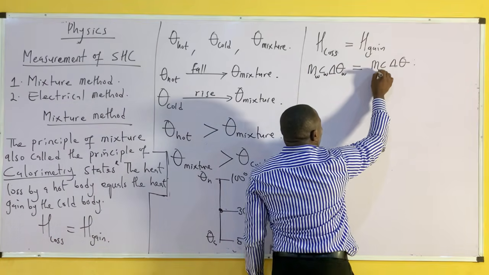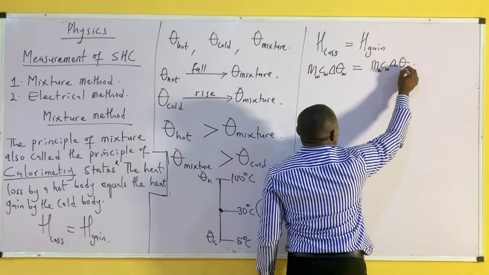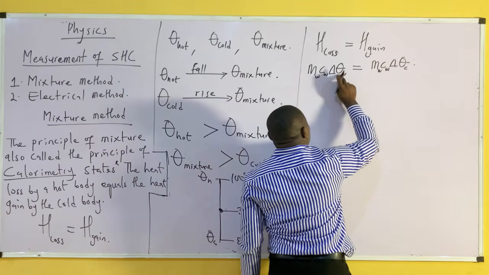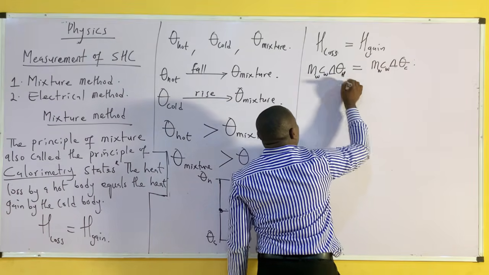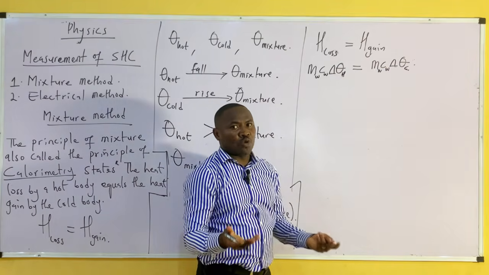This is the mass of cold water, specific heat capacity of cold water, and the temperature change for the cold. Now, this is the temperature change for the hot. This is the temperature change for the cold. Now, take note, water is water.